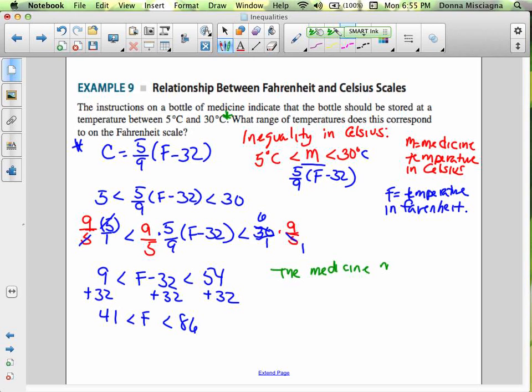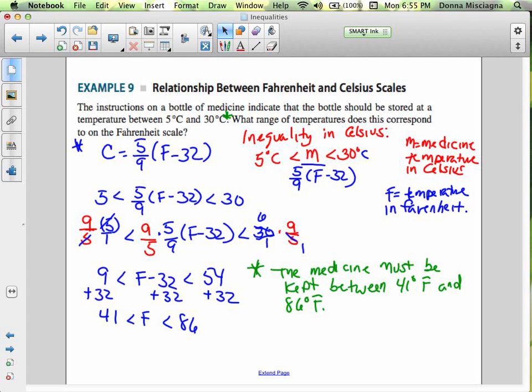The medicine must be kept between 41 degrees Fahrenheit and 86 degrees Fahrenheit. And now we have answered the question that we were asked, right? We set up an inequality, right, because we had a range of temperatures we can keep the medicine at.